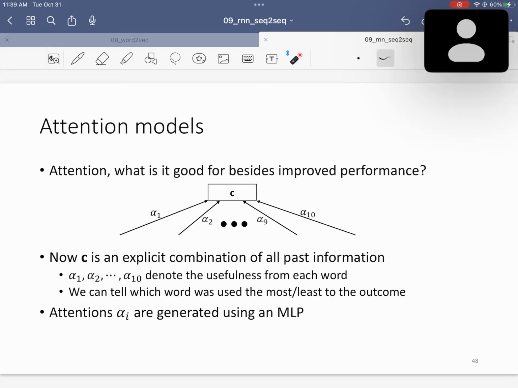Question: do we train alpha during training, or no? I'm going to talk about how alpha is calculated. I'm going to talk about it now.